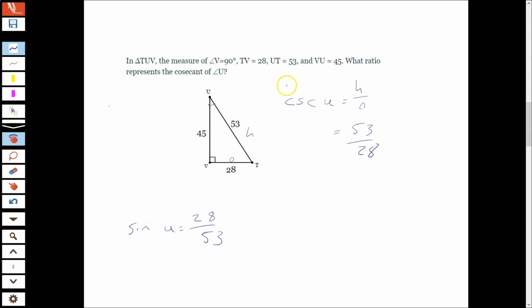So tackle these, and make sure you have good notes on this, because in the next lesson we're putting everything together. We're doing all 6 ratios with rationalizing the denominator. So notes will really help you moving forward.